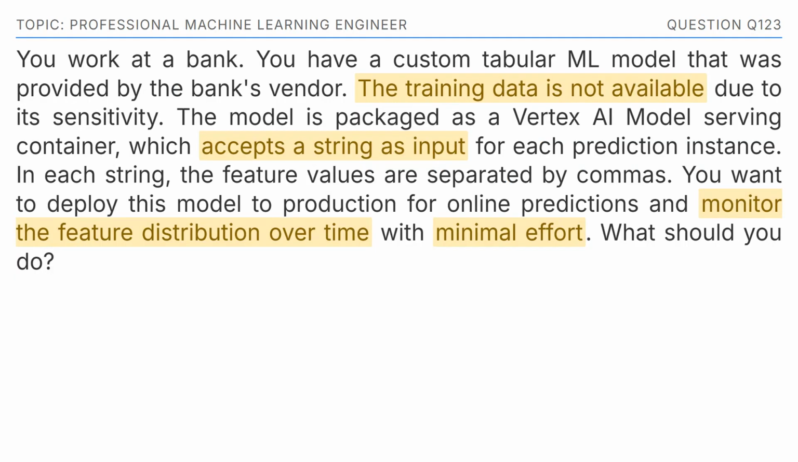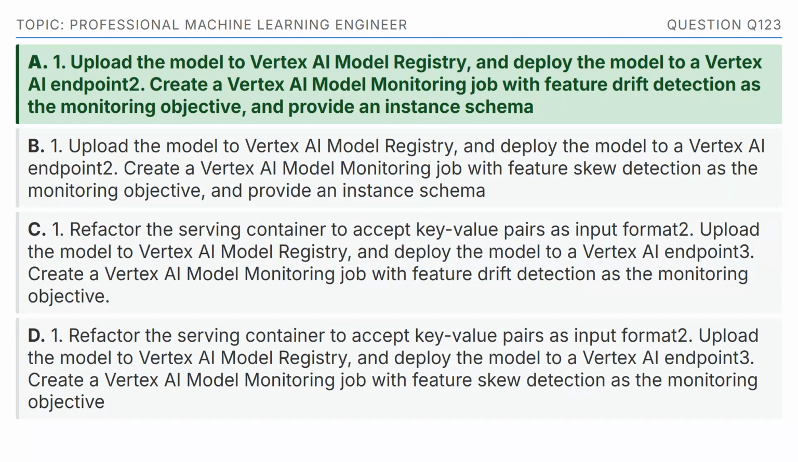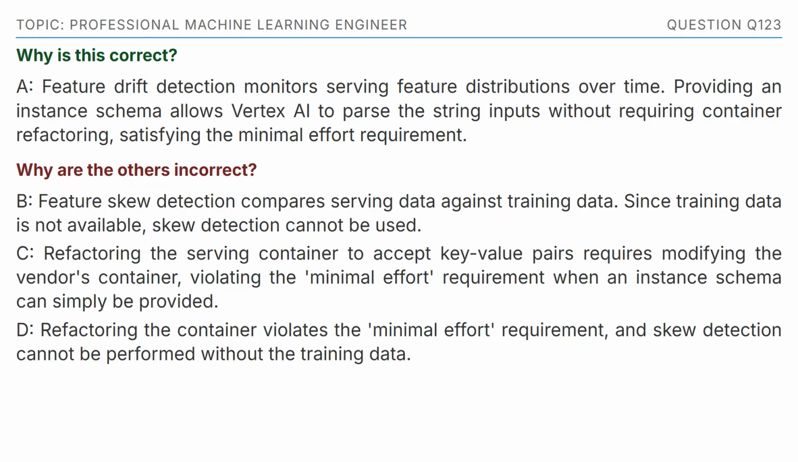To arrive at the correct answer, we focus on the keywords. The training data is not available, accepts a string as input, monitor the feature distribution over time, minimal effort. The correct answer is option A, 1. Upload the model to Vertex AI Model Registry and deploy the model to a Vertex AI endpoint. 2. Create a Vertex AI model monitoring job with feature drift detection as the monitoring objective, and provide an instance schema.